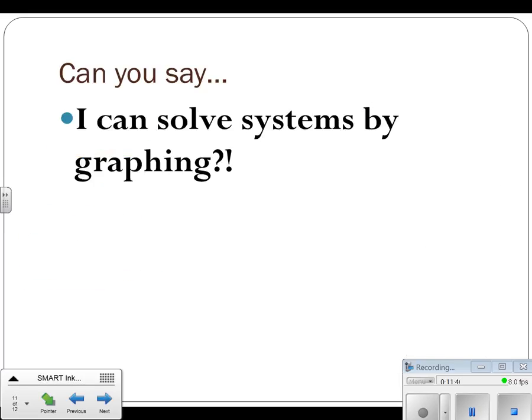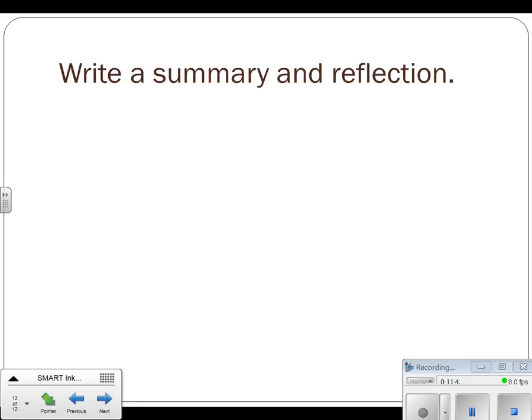Can you say I can solve systems by graphing? Write a summary and reflection and be prepared for the work time in class.